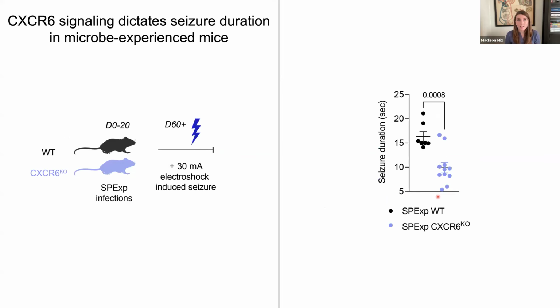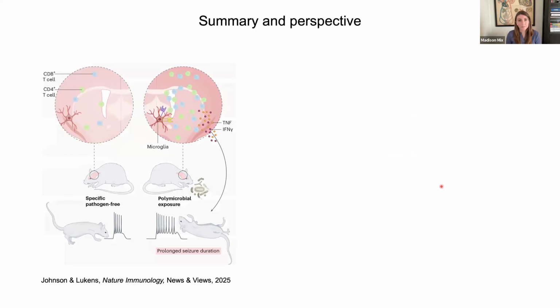We also wanted to assess whether certain TRM-based signaling pathways could influence the quality or manifestation of a neurological disease like a seizure. And so here we utilized CXCR6 knockout mice in our specific pathogen experience regimen. And we saw that this was a pathway that perhaps did matter in influencing seizure duration, potentially by influencing the CXCR6, CXCL16 axis between myeloid and T cells.